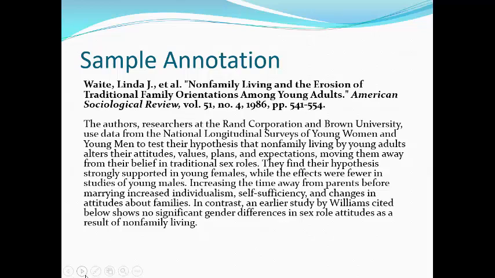And then this is the name of the article, "Non-Family Living and the Erosion of Traditional Family Orientations Among Young Adults." There's a period at the end of that, and the quotation ends the article title. And then American Sociological Review is the title of the journal where this appears, and it's italicized. If this were a book, it would be underlined or italicized. This was found in volume 51, number 4. It was published in 1986, and you can find the article on pages 541 to 544.